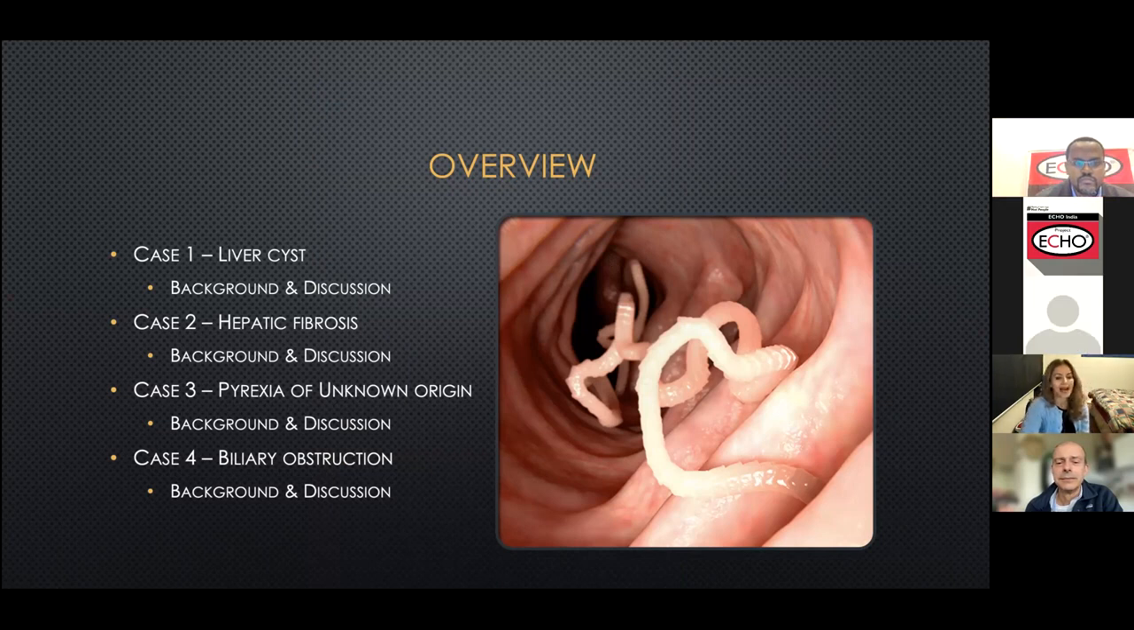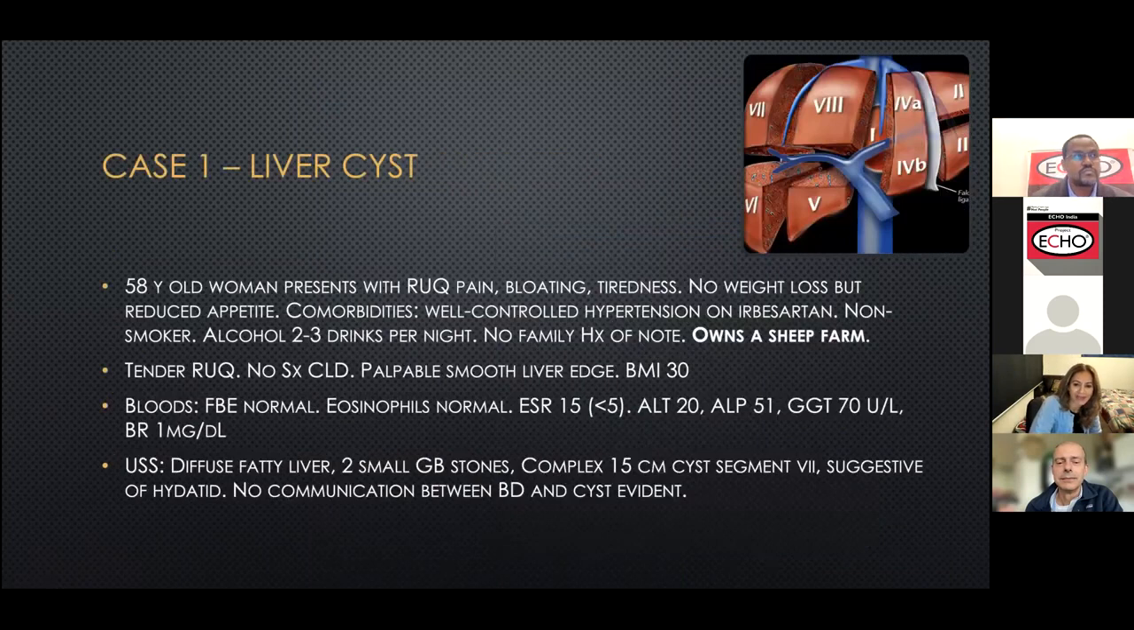Okay. So this is a 58-year-old woman, and she presents with right upper quadrant pain, with bloating, tiredness, no weight loss, but she does have reduced appetite. She has some comorbidities, well-controlled hypertension, and she's on irbesartan for that. She's a non-smoker. She does drink 2 to 3 drinks per night, fairly heavy drinker. No family history of note, but she does own a sheep farm.